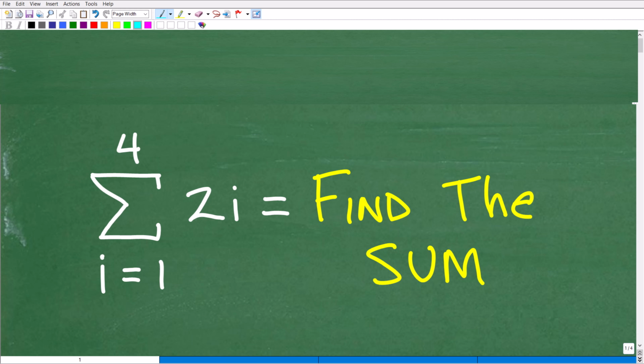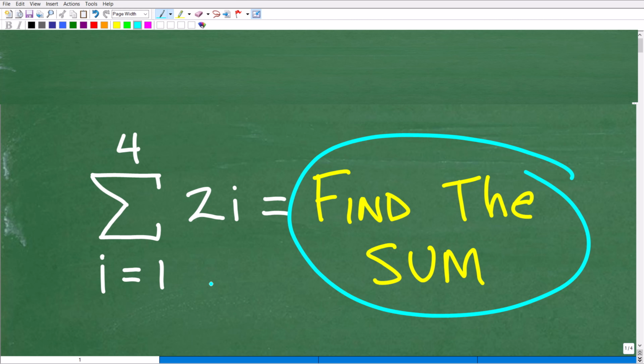And in this particular video, we're going to want to find the sum of all this stuff. So what does this mean right here? Well, of course, I'm going to fully explain this, but I don't want to give you too many hints here, okay? But what I'm looking for is the sum. Now, if you've seen this notation before, hopefully you'll remember what to do.